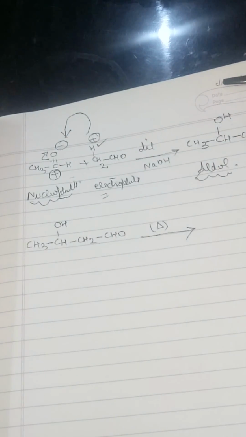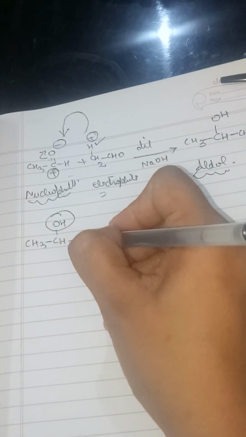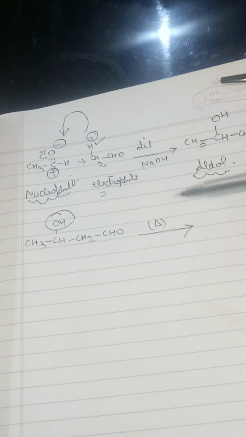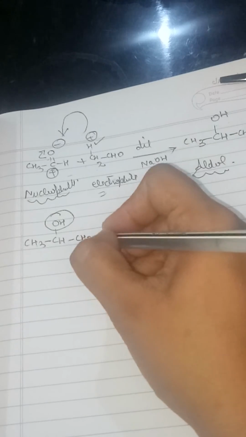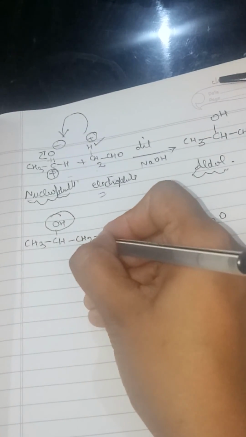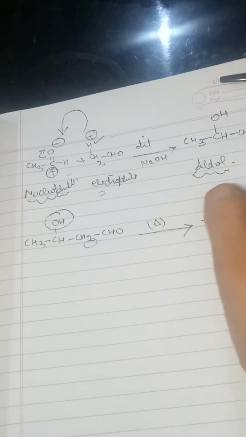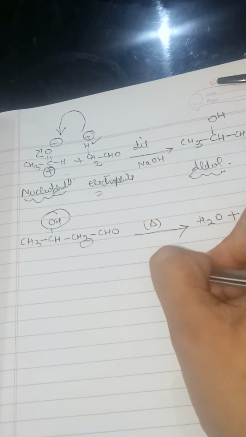So in presence of heat, what happens? This OH and one of the H from this carbon atom, not from that carbon atom, because the Zaitsev rule is applicable here. I will add a video on the Zaitsev rule. On the basis of the Zaitsev rule, we get water. One of the H is removed from here and one OH is removed from here. Now we have the byproduct water, and we are left with the main product, that is CH3.